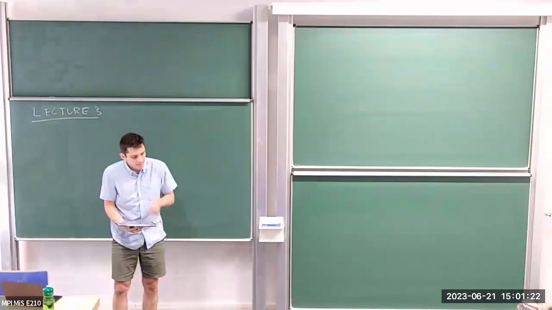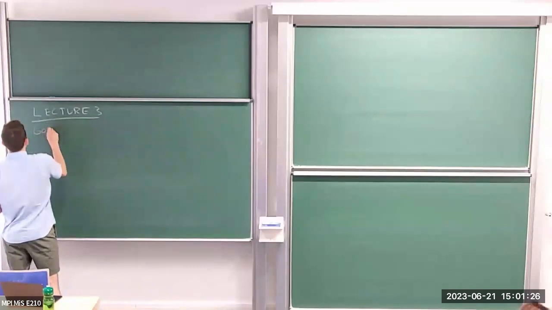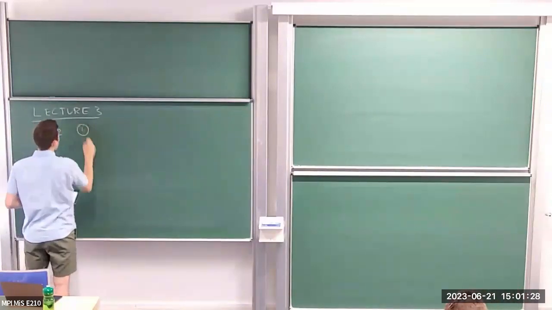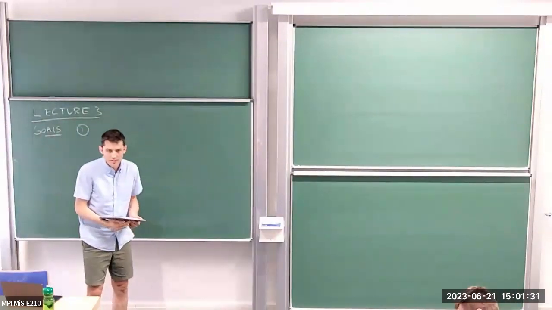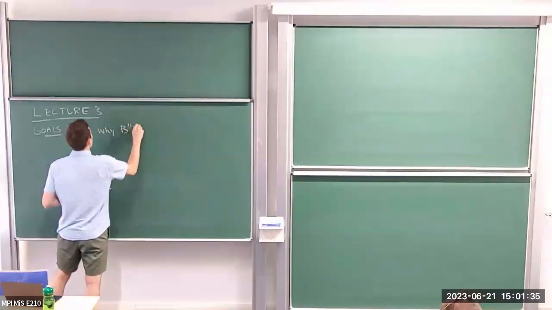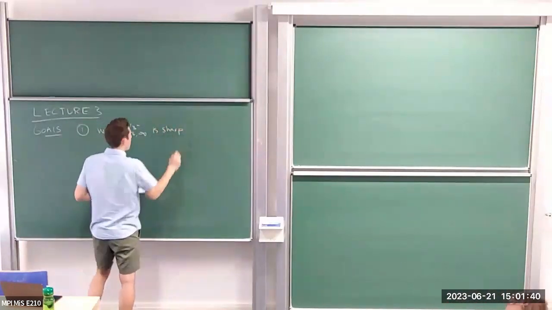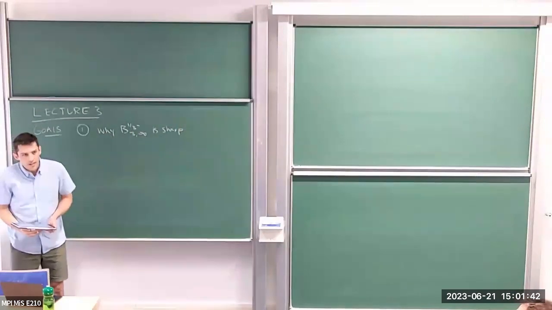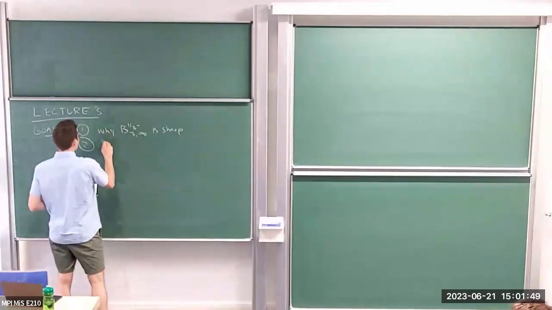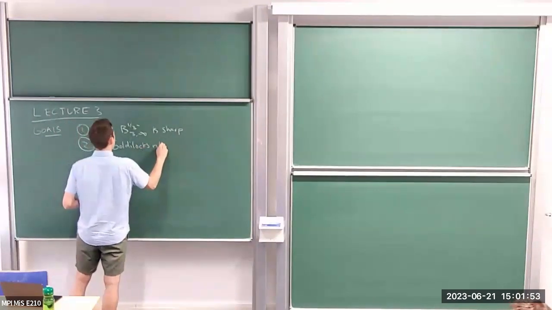Day 3, and the points that I want to convey today. One of them is where we left off yesterday, which is why B1/3 minus 3 infinity is sharp, and this will follow from something or lead us to something which I call the Goldilocks rule.